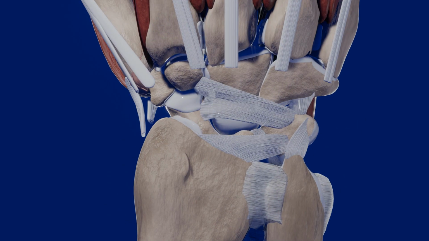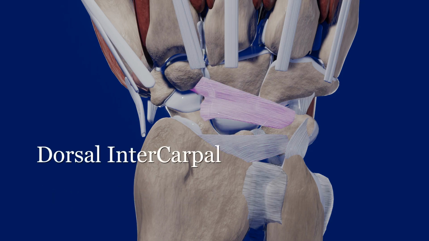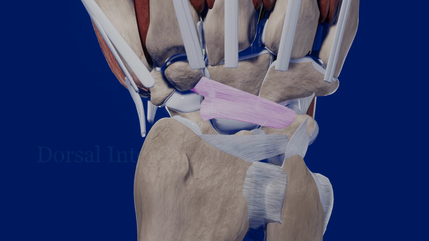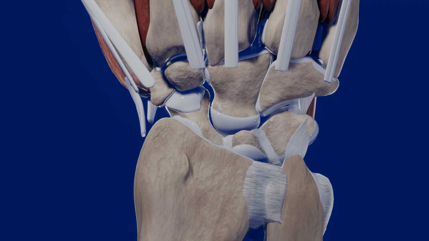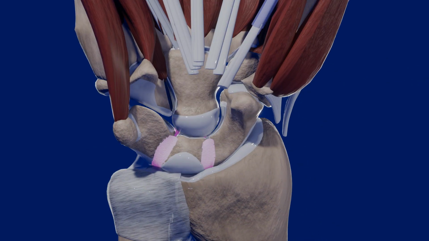Dorsally, the main extrinsic ligament is the dorsal radial carpal ligament connecting the radius to the triquetrum. The dorsal intercarpal ligament connects the triquetrum to the scaphoid, trapezoid, and variably the trapezium. The importance of these 2 ligaments will become obvious. 2 intrinsic ligaments deserve our attention. This is the scapholunate and the lunotriquetral ligaments. They play a central role in carpal kinematics. There is a multitude of other volar and dorsal ligaments, both intrinsic and extrinsic, but these will serve our needs for now.